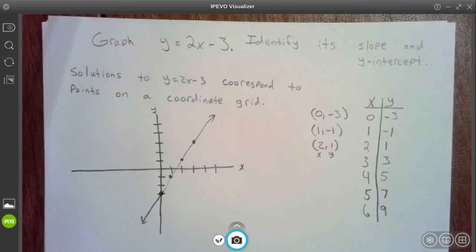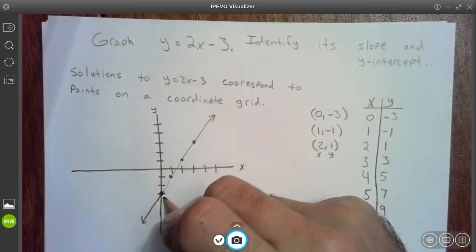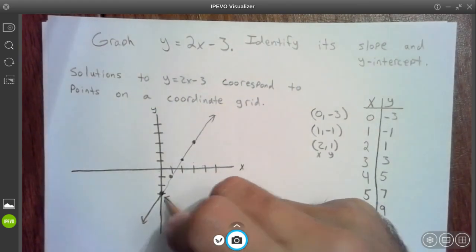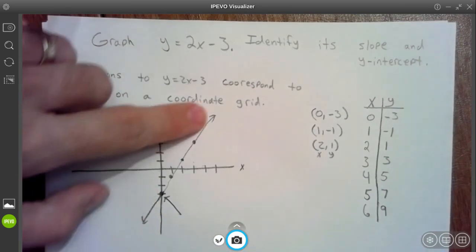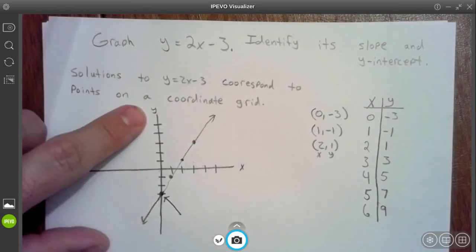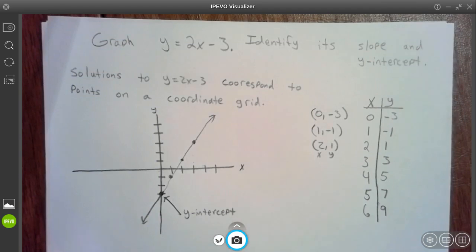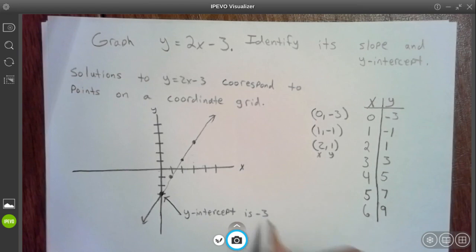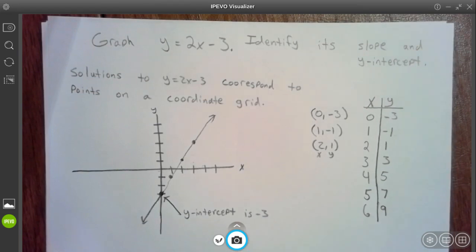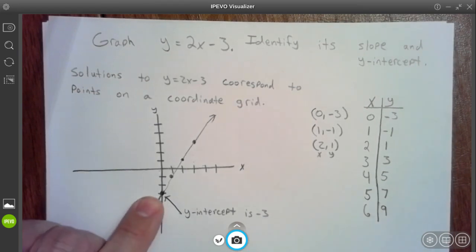All right, let me mention here a couple of little dudes. This one right here, where the line we drew crosses the y-axis, that is the y-intercept. That is an important point. So the y-intercept is -3 here, okay? That's just the place where it crosses the y-axis.